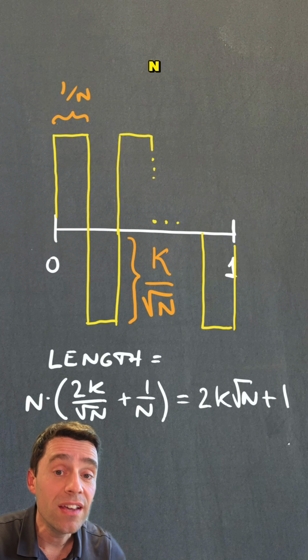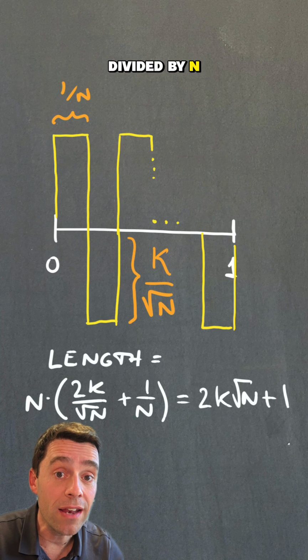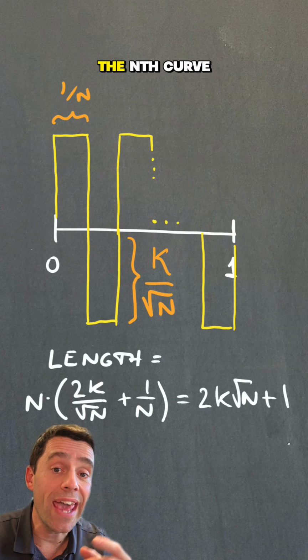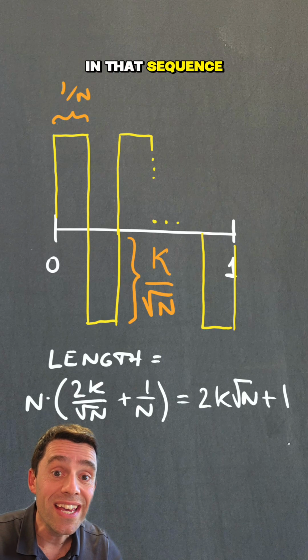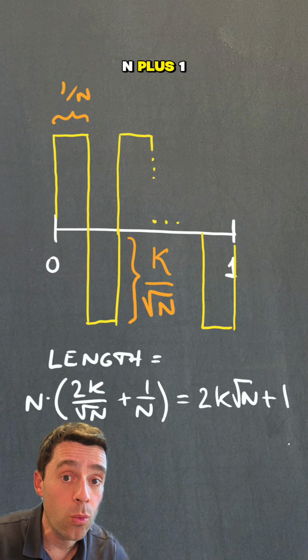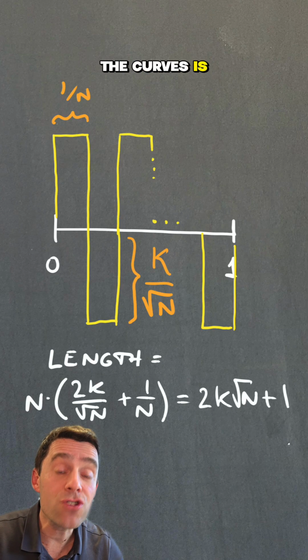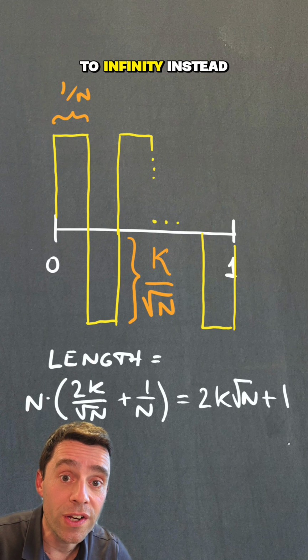We can modify that example so that the height of each box is k divided by the square root of n instead of k divided by n. And in that case, the length of the nth curve in that sequence is 2k times the square root of n plus 1. So the length of the curves is actually going to infinity as n goes to infinity instead of just approaching 1.